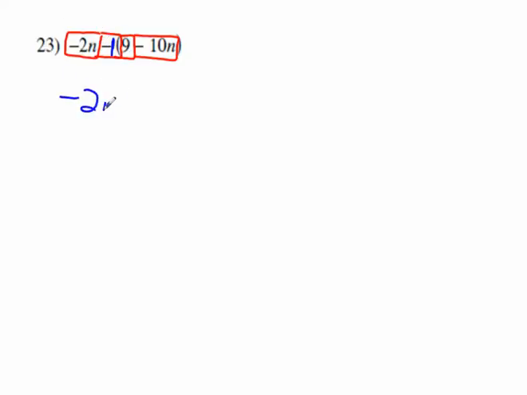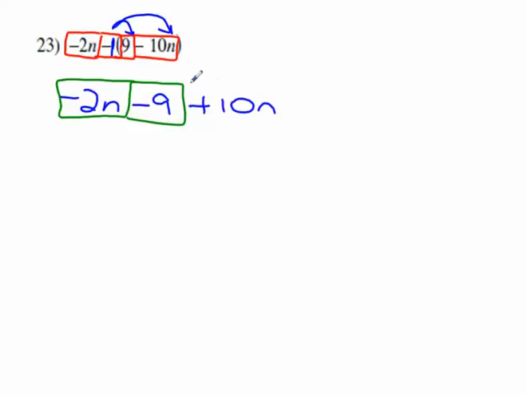So the negative 2n is just going to stay the same. Negative 1 times 9 gives me a negative 9. And negative 1 times a negative 10n gives me a positive 10n. Now I can box these terms. Got a negative 2n, a negative 9, and a positive 10n. I'm going to combine my n terms, so a negative 2 and a positive 10 gives me 8n, and the negative 9 doesn't combine with anything.